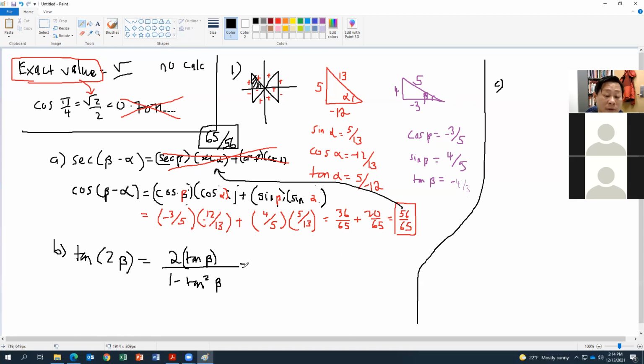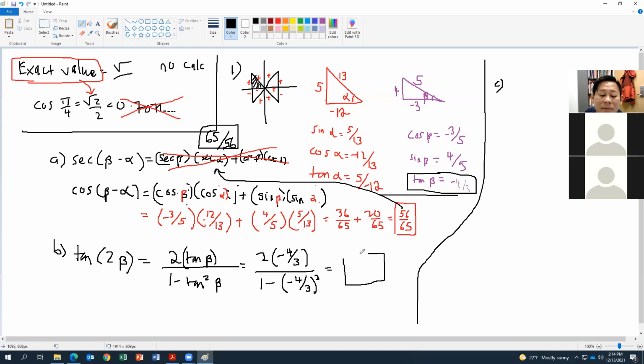So again, what we do is take these triangles. We have tangent beta, and you just plug it in. So this will be 2 times negative 4 over 3 over by 1 minus negative 4 over 3 because that's tangent beta, and you square it. So everyone, please take out your calculator and figure this one out.